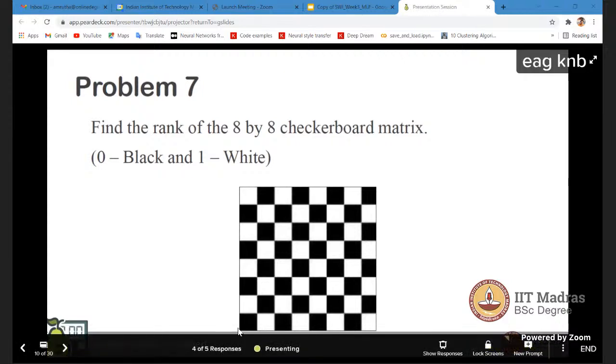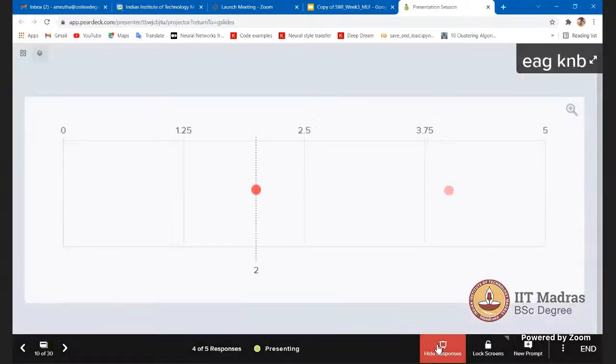Okay, so we have got 5 responses. Let us see the answer. Why is the 5th response always pending? I hope for active participation from all of you. Okay, so I'll see the responses. 4 of you have answered 2. Some have answered 4. So the answer is 2. The rank of the matrix is 2.